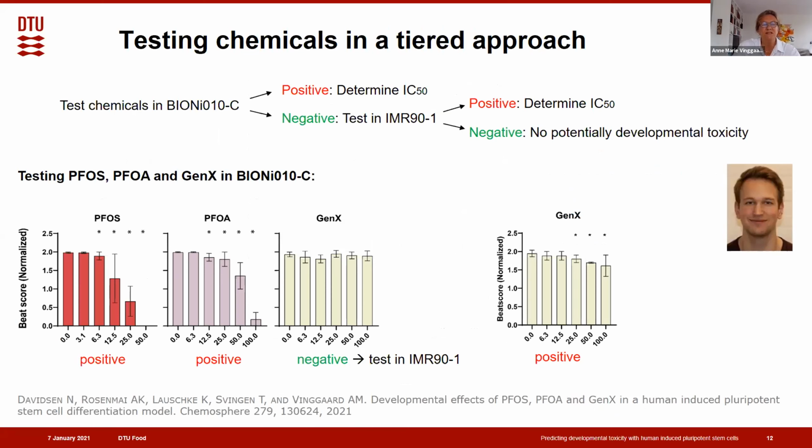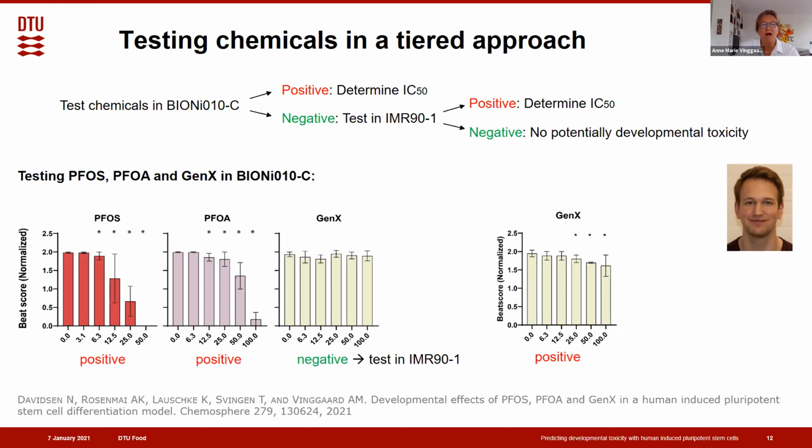And we suggest to test chemicals first in the Bioneer 10 cell line, and if it's positive, to determine an IC50 value in that cell line. If it's negative, then we suggest to test in the IMR90 cell line, to detect if the chemical is positive or negative. And we used that approach for testing 3 fluorinated chemicals, PFOS, PFOA, and GenX.